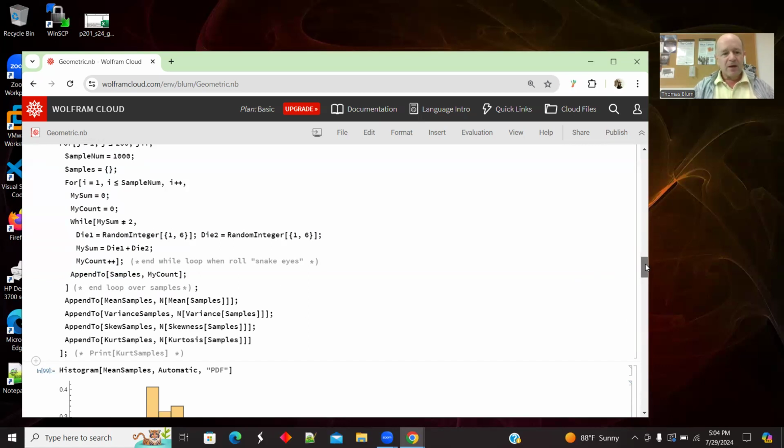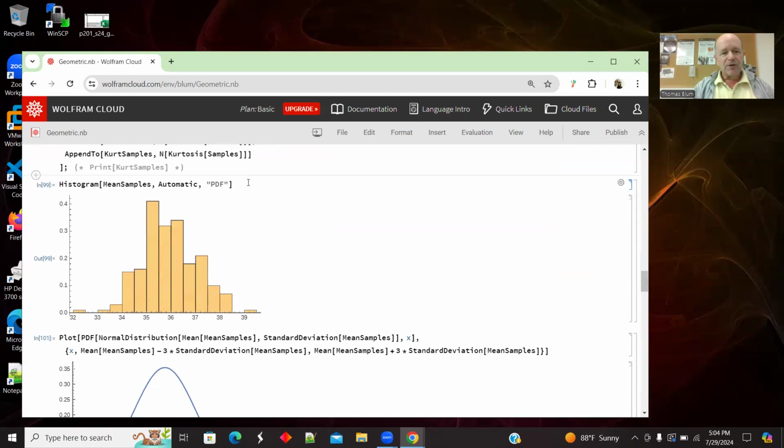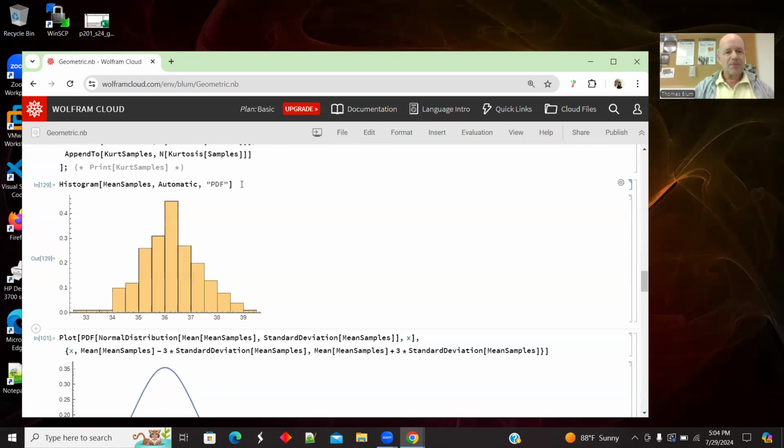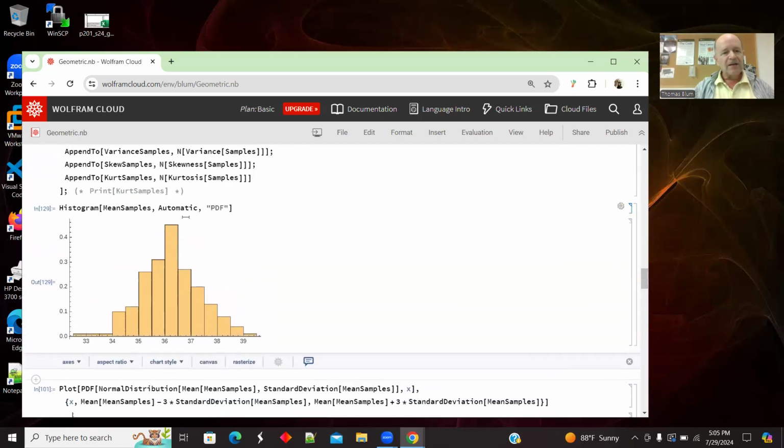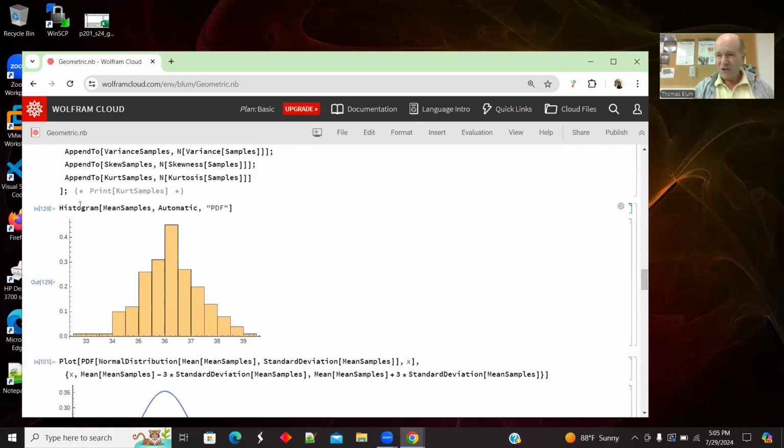Okay. So I'm going to take my means. I have a collection, a distribution of my means. And let's look at that. Okay. And now, I did a fancier histogram than what I did above. I did it as a PDF.